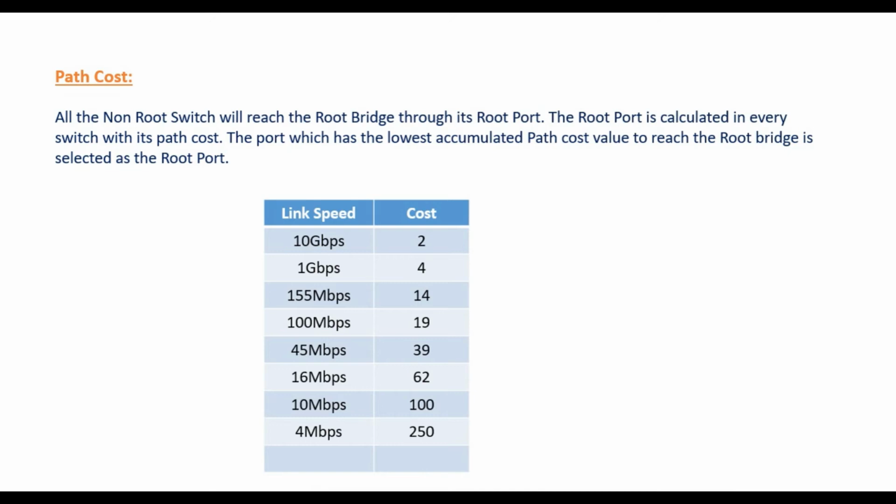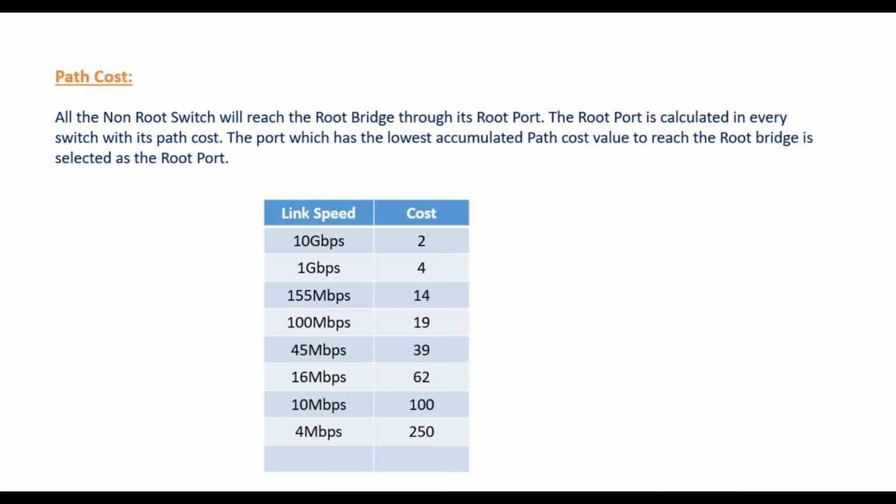The next one is path cost. Path cost is nothing but, every link type is associated with a cost. For example, if it is a Fast Ethernet link, then the cost is 19. If it is a Gigabit Ethernet link, the cost is 4. Like that, every link has its own cost based on the speed.